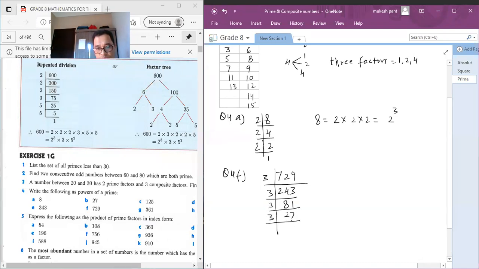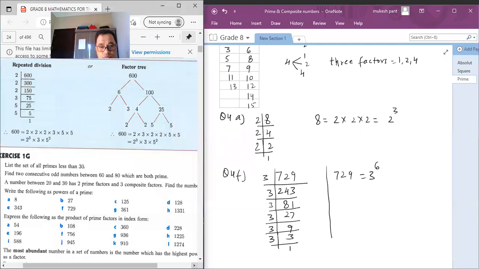Then 3, this is 9. Then 3, then again it is divided by 3. So 1. So 1, 2, 3, 4, 5, 6. It means 729 equals, you can write 3 to the power 6 directly. So 3 is coming 6 times. In this form you have to write, like this 1331.